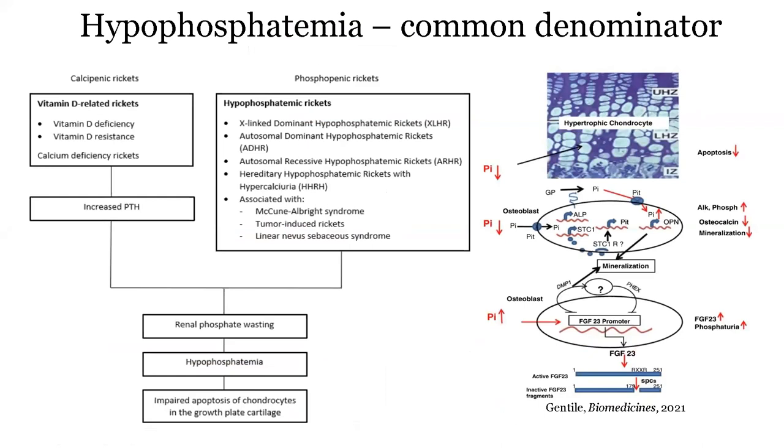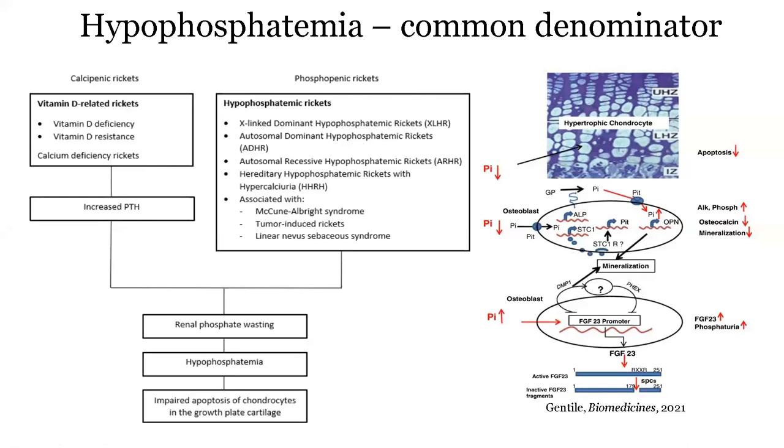And depending upon the calcium levels, we have calcipenic rickets where serum calcium will be low. And this can be nutritional or various hereditary forms of calcium deficiency rickets. Now, what happens is that whenever there are low calcium levels due to vitamin D deficiency per se or hereditary forms of vitamin D rickets, there is increased parathormone. So increased parathormone leads to renal phosphate wasting.